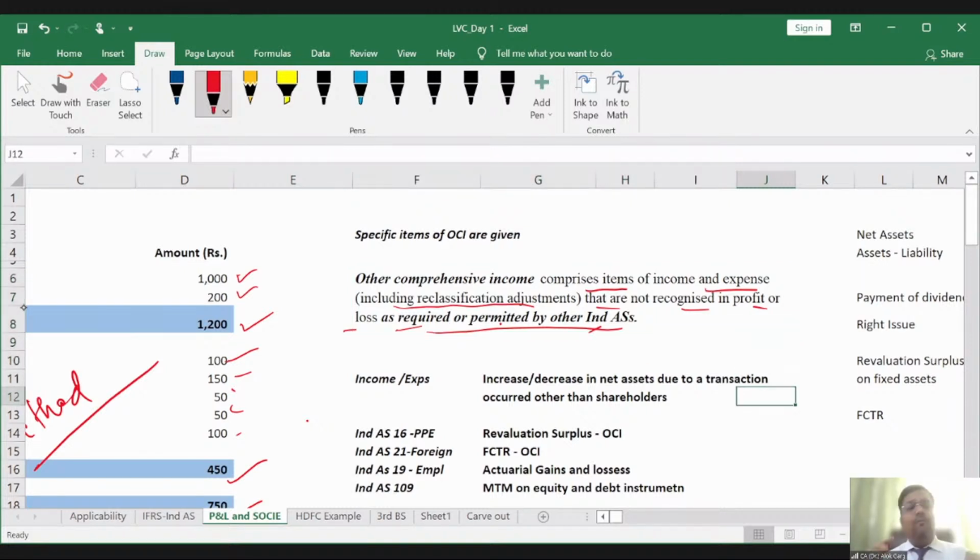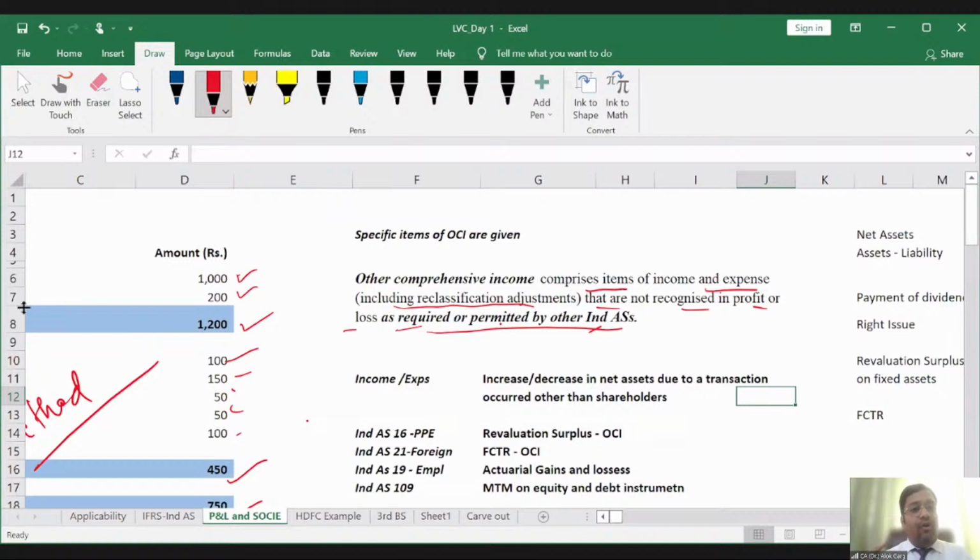Sir, from where and why has the concept of OCI evolved? So let me tell you why. Coming to the definition of income and expense. What is the definition of income? Or what is the definition of expense? The definition of income and expense is an increase or decrease in net assets.